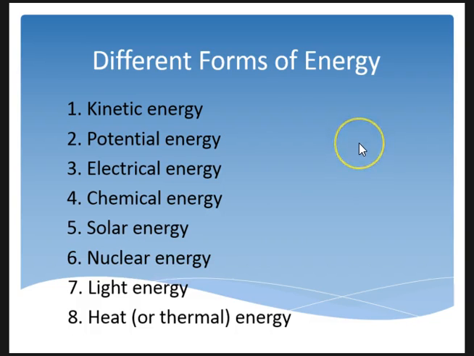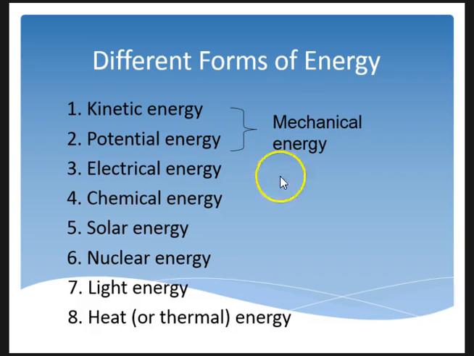Now, this brings us to a list showing the 8 different kinds of energy. For this particular chapter 6, we shall only focus on 2 forms of energy: kinetic energy and potential energy. Both these forms of energy are collectively known as mechanical energy. So if you hear the term mechanical energy, this can refer to either kinetic or potential energy. Mechanical energy is a form of energy usually associated with moving objects.